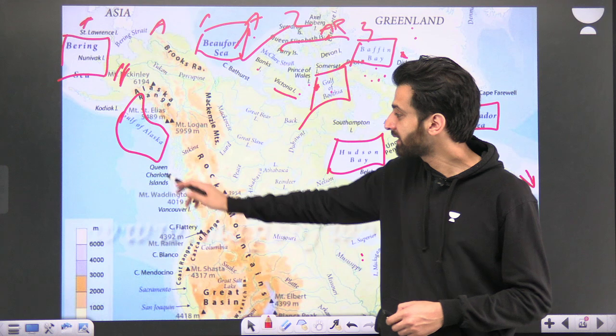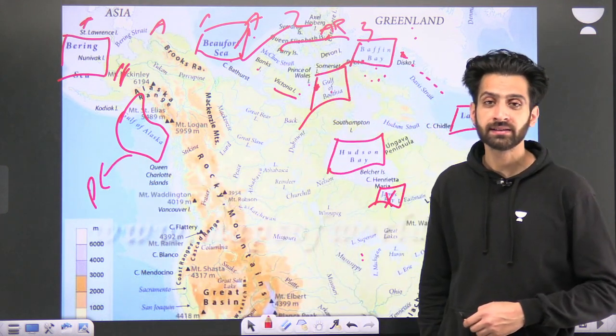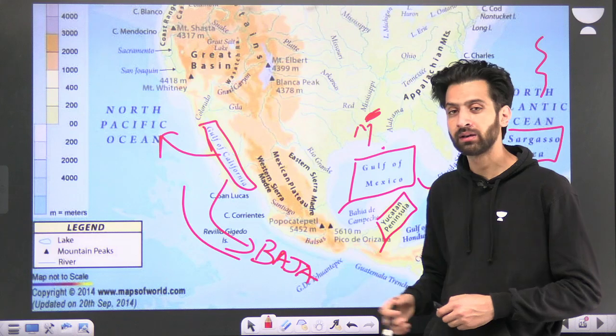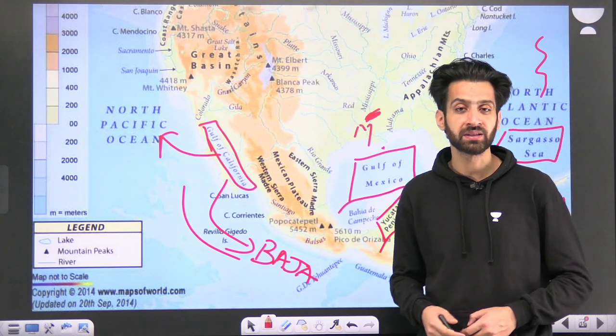south of Alaska, and it is again associated with Pacific Ocean. So three places, three water bodies that we discussed: Gulf of Alaska, Gulf of California, and Gulf of Panama. These are associated with Pacific Ocean. On this side, you will find the Pacific Ocean.